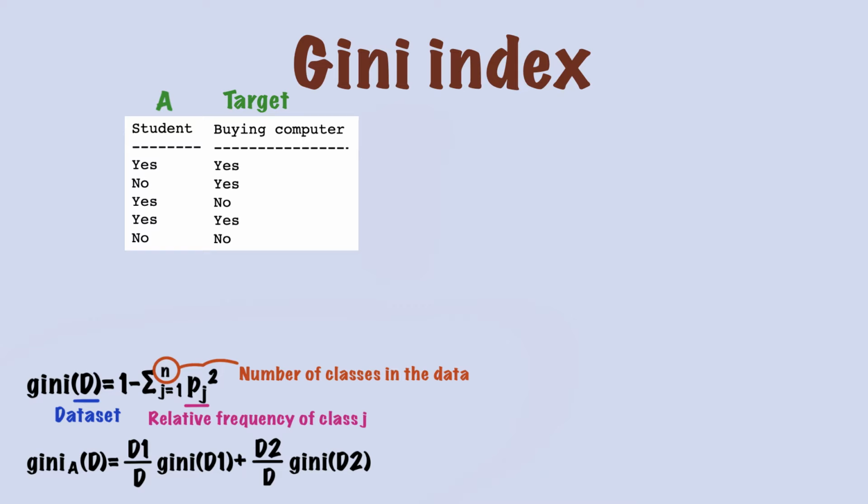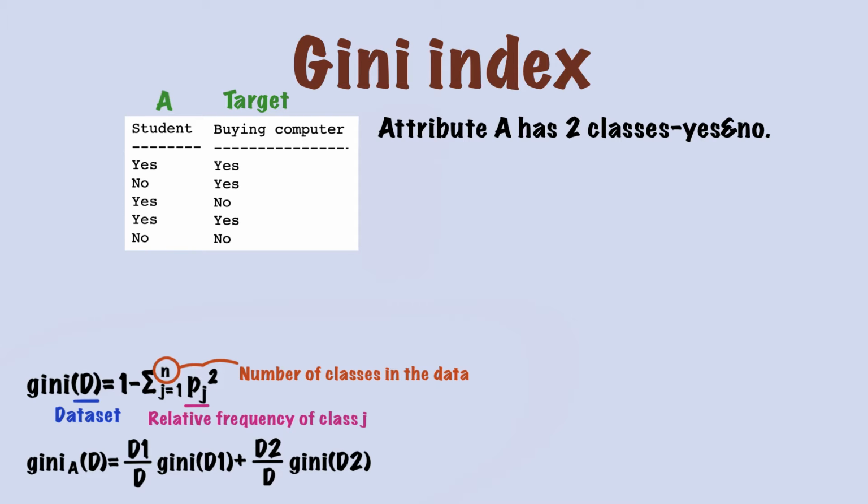Say, we have this database with two attributes: whether a person is a student and whether that person buys a computer. Student is the attribute A, and we want to measure its impurity. Buying computer is the target attribute and is our interest. I put the formula on the bottom left corner for reference. The top one is the Gini impurity for a class. The bottom one is the Gini index for an individual attribute. If you don't remember what they are, please check out the video Gini index 1.